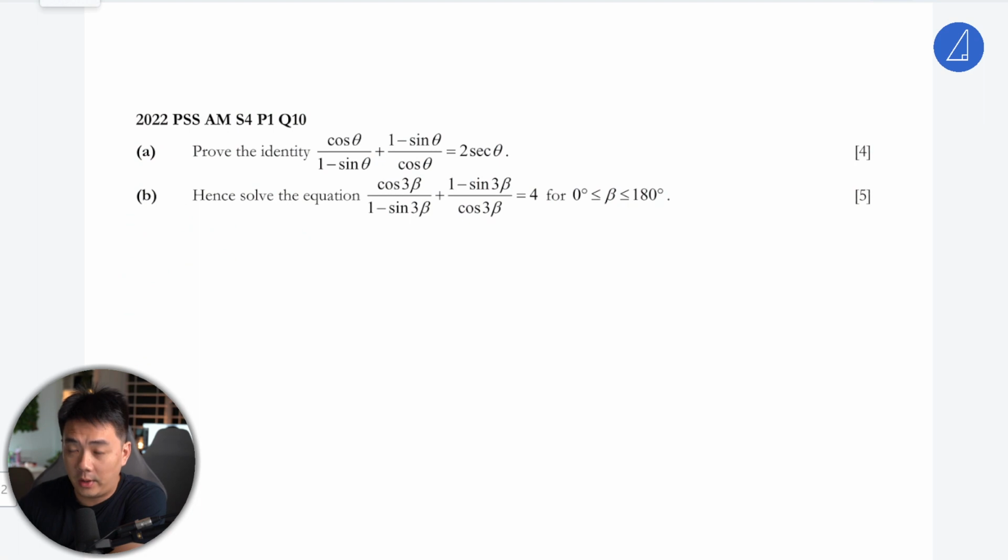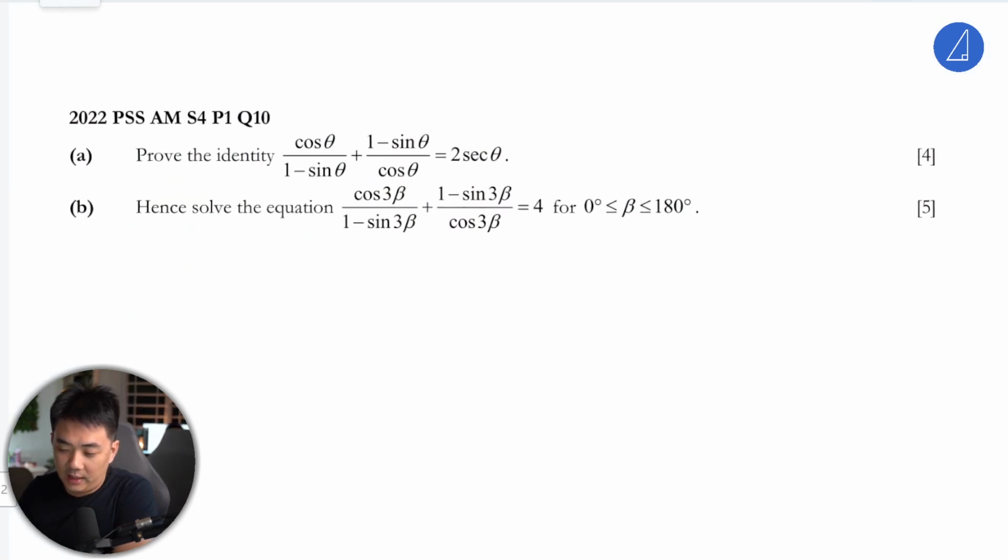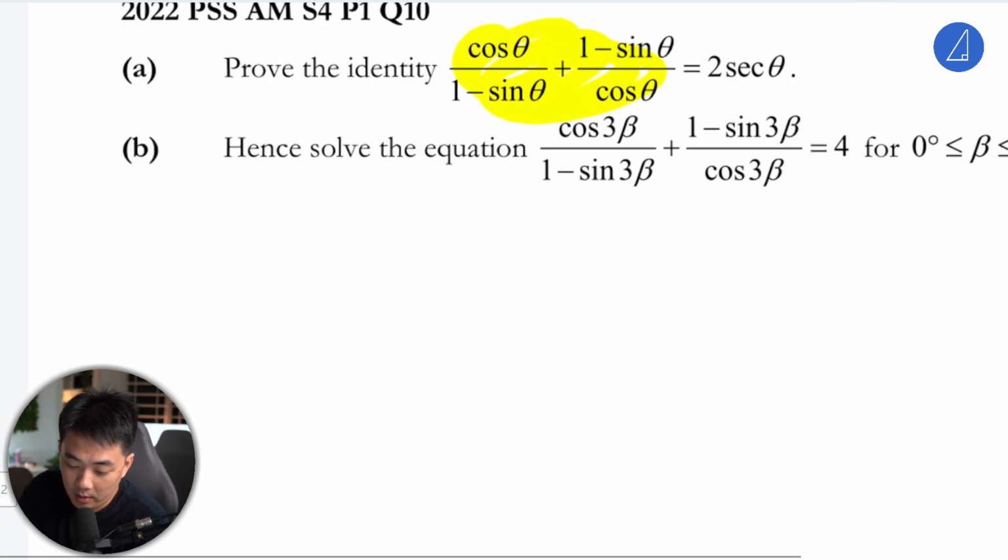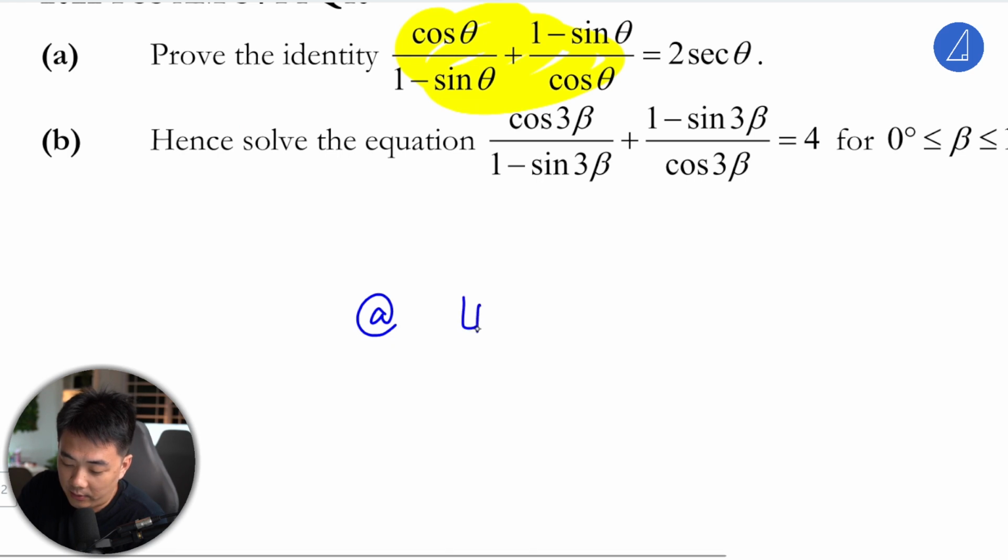Hi students, let's look at this question here, which is on Trigo. Let's do this proficiently. Prove the identity. Obviously, we're going to start from the harder, more complicated part, the one on the left. So I'm going to start from the left hand side.